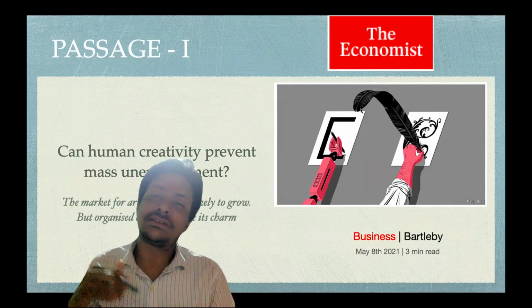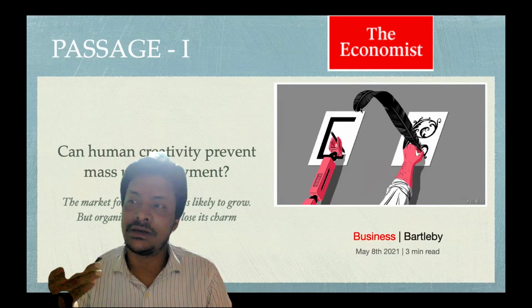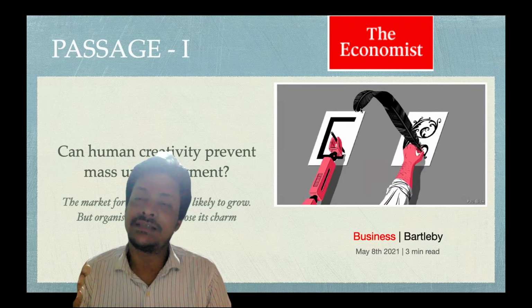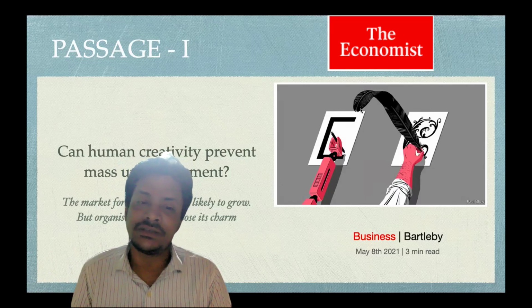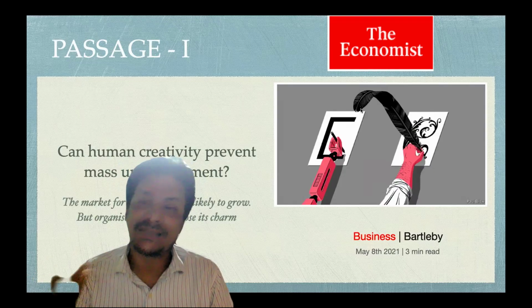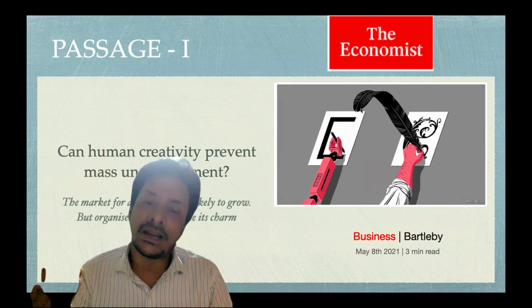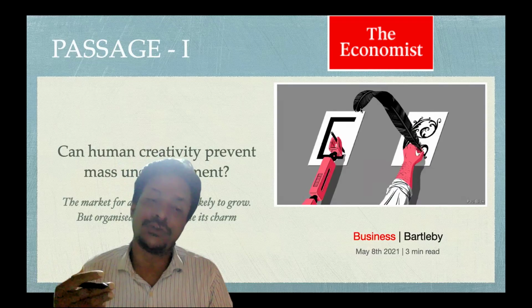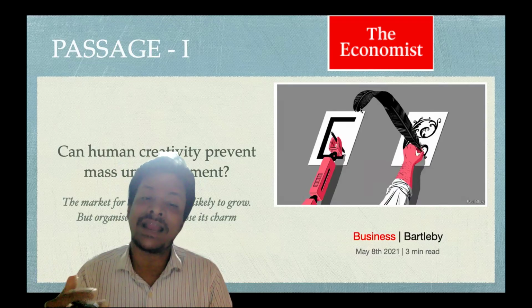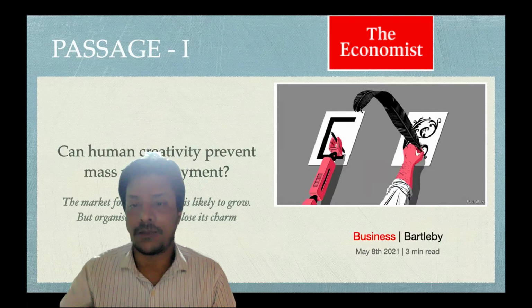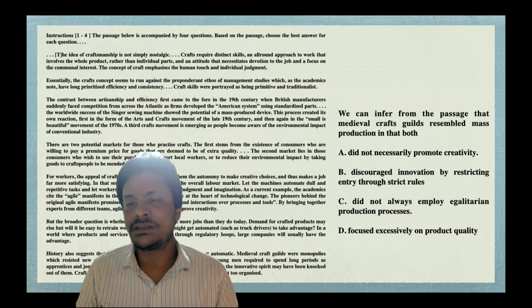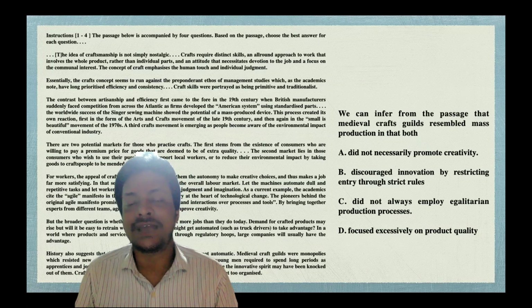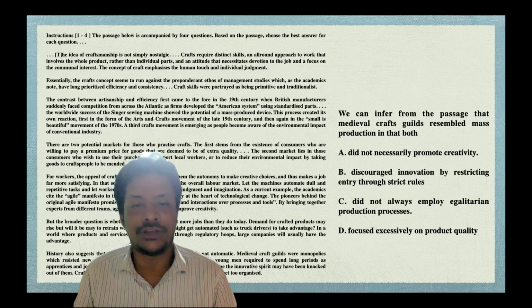So it is the kind of text which is pointing towards the artisan goods, right? It tells the kind of comparison between the past and the present, and it's indicating that the market for artisan goods is possibly to grow, but organized craft could lose its charm. Let's look at the passage. Yes, the passage is at the left side and the questions at the right side with the choices.